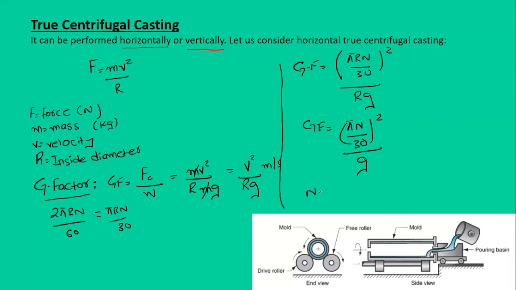So we can have it as g into G factor into 30 square, we have r here also, divided by r into pi square.